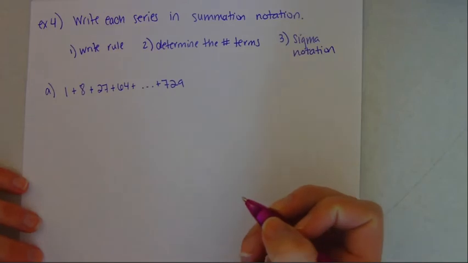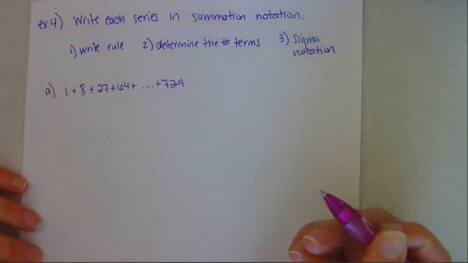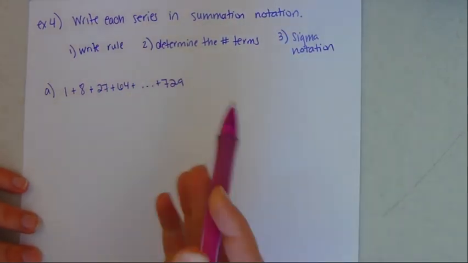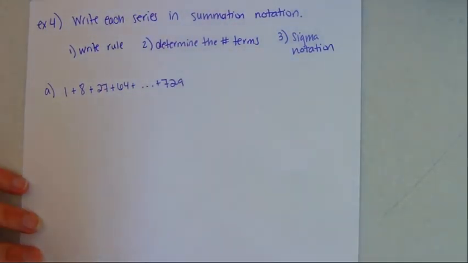Right, so here we are back at it again, and we're going to write the series in summation notation. So here's your steps of what you need to do. You're going to write your rule. So we're going to continue practicing writing those rules that are not arithmetic, not geometric. We're just going to take our time. We're going to think about those outside the box rules.